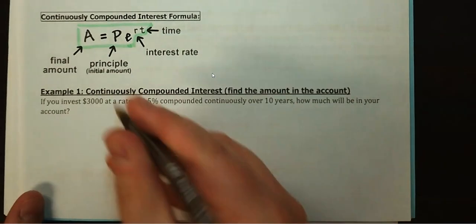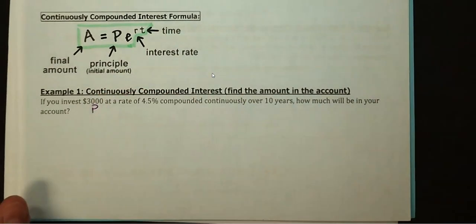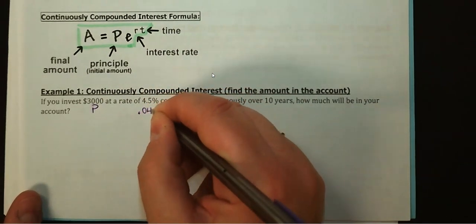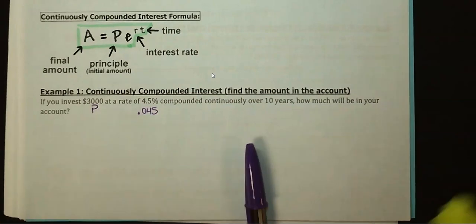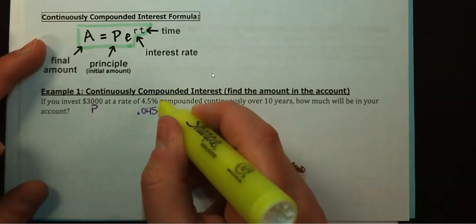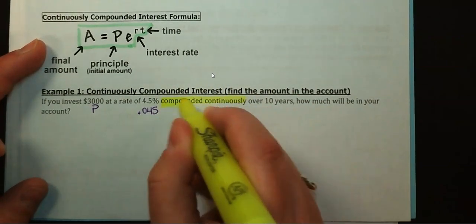This says you invest $3,000, so that's your principal. That's what you're going to invest at a rate of 4.5%, so I'm going to do 0.045. Now, to distinguish, should we use the formula from our last lesson, or should we use the formula from here, the little PERT formula?